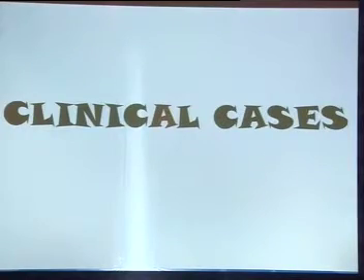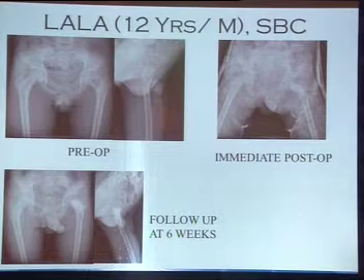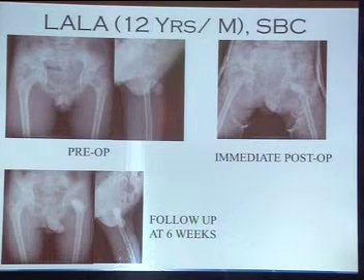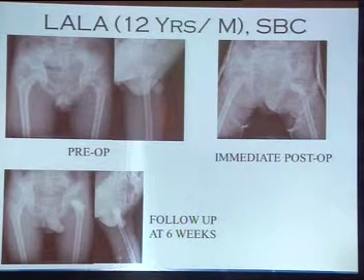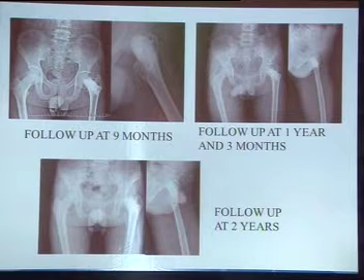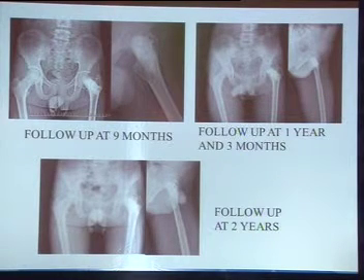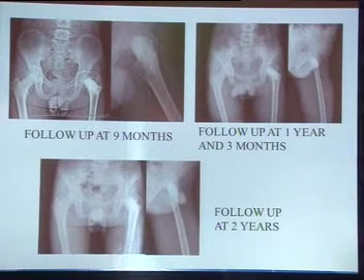Now I'd like to show some clinical cases. This is a patient of simple bone cyst of the proximal femur. You can see that there is a lytic lesion in the neck and the trochanteric region. This is the immediate post-op X-ray and then the subsequent follow-ups, and the final follow-up at 2 years. As you can see, the graft has got incorporated in the bone.